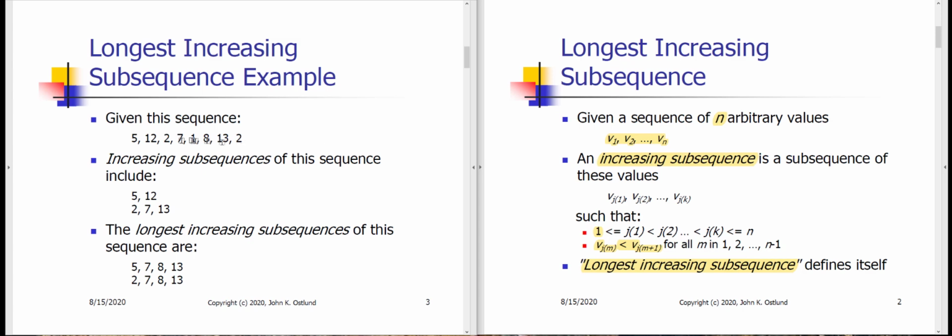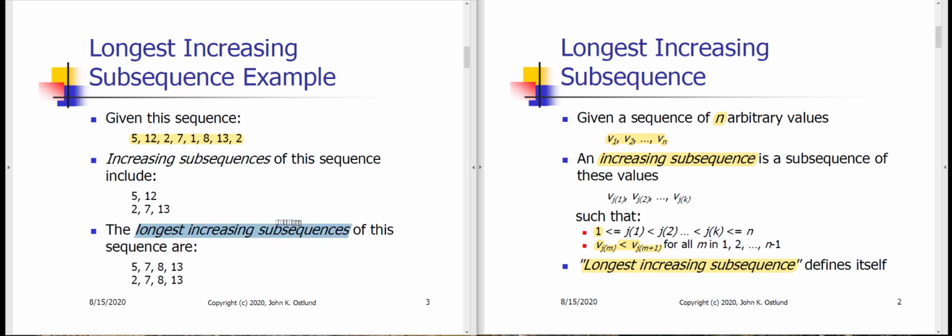I guess it's sort of self-defining what that means. All right, so let's imagine that we've got this sequence here, 5, 12, 2, 7, 1, 8, 13, 2. An increasing subsequence is any subsequence within this original sequence in which all of the values are increasing. Okay, so 5, 12 would be a trivial increasing subsequence. 5, 7, 8 would be another one. 7, 8, 13 would be another one, and so on.